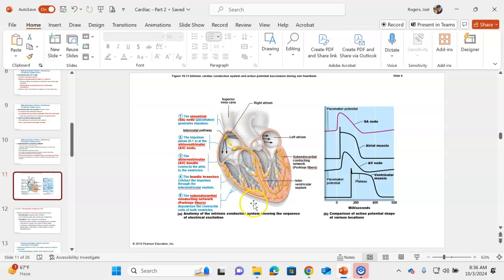Now, this whole electrical network is modified muscle fibers that don't have the capacity to contract, but they are capable of spreading this depolarizing wave through the myocardium so that, again, the electrical part of this process can lead to the mechanical part of the process. Now, in a normal, healthy individual, it goes in this exact sequence: 1, 2, 3, 4, and 5.